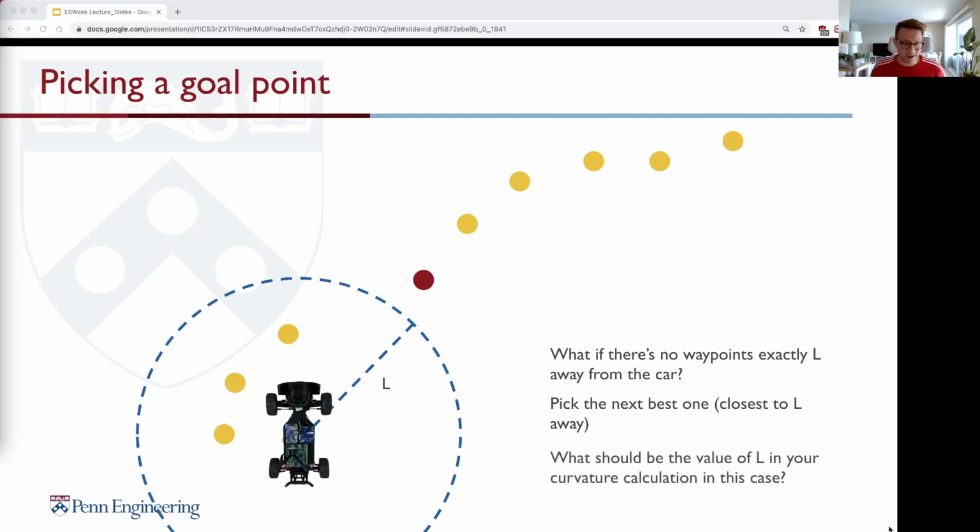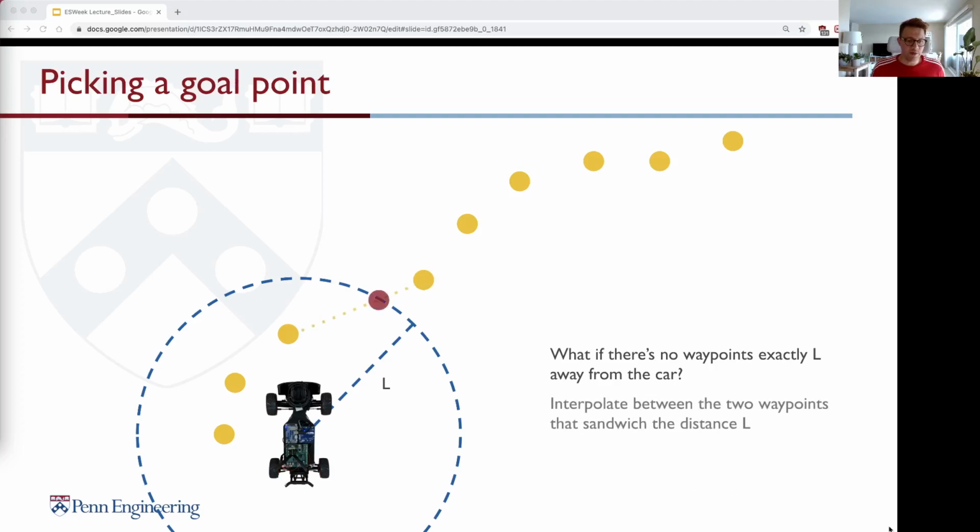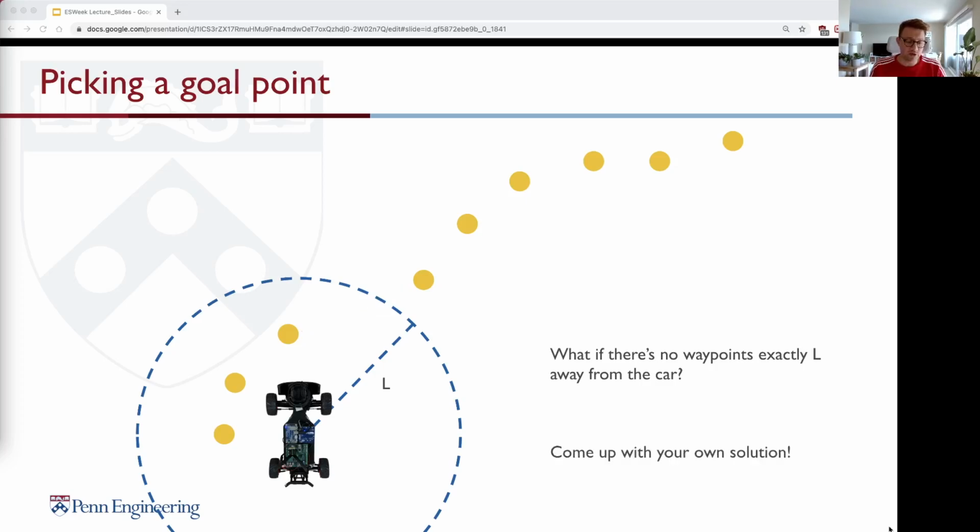So what should be the value of L in your curvature calculation in your case? That is now the big question. And what we can do here, we interpolate between the points that sandwich the distance L. And with this interpolation, we have the possibility now to create the next search for the next look ahead point, and therefore find the best waypoint that we can choose from.